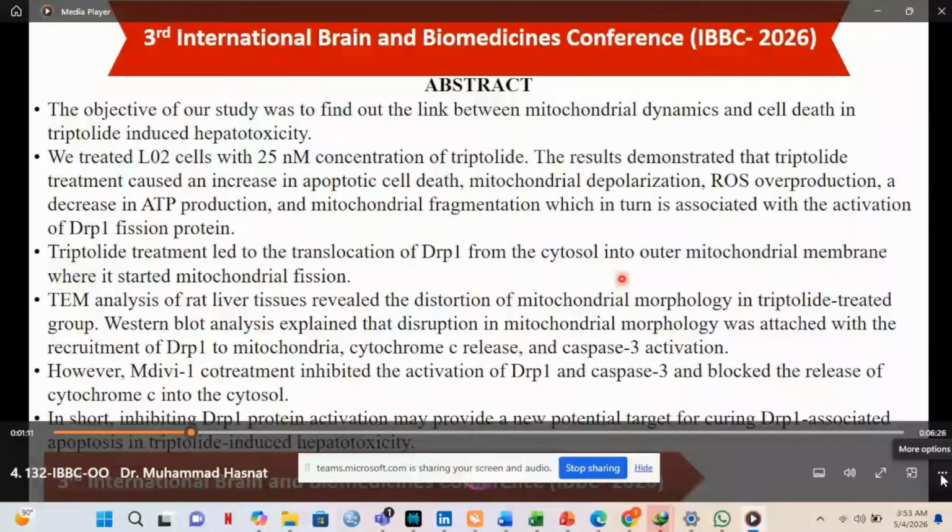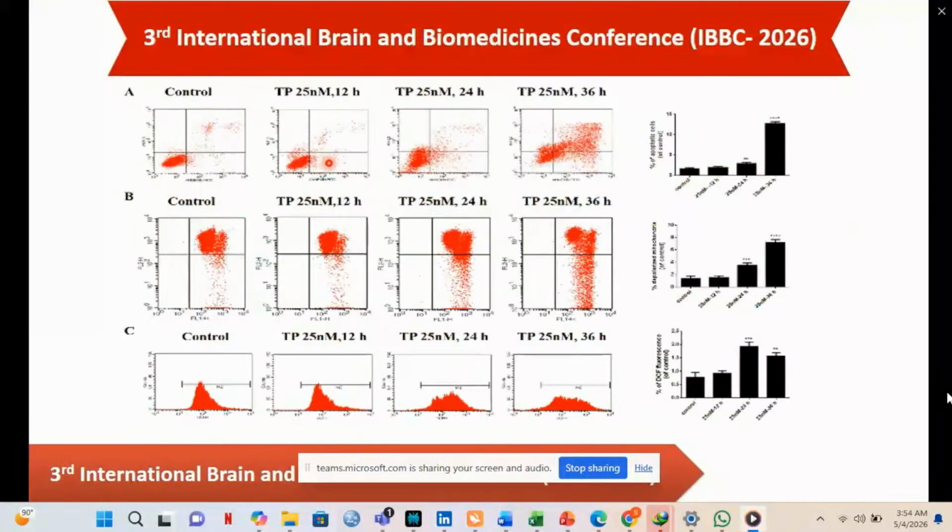Here are the results and discussion. Here you can see the flow cytometric results. These are the apoptosis results. As compared to control, there is an increase in apoptosis in a time-dependent manner, because the concentration is the same. It is 25 nanomolar, but the time is increased from 12 to 24 hours and then 36 hours.